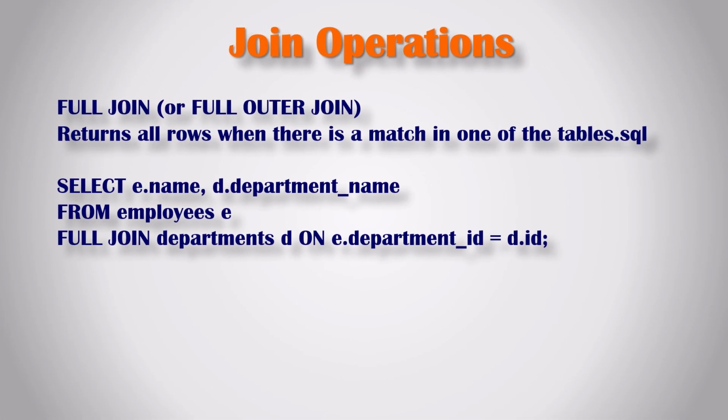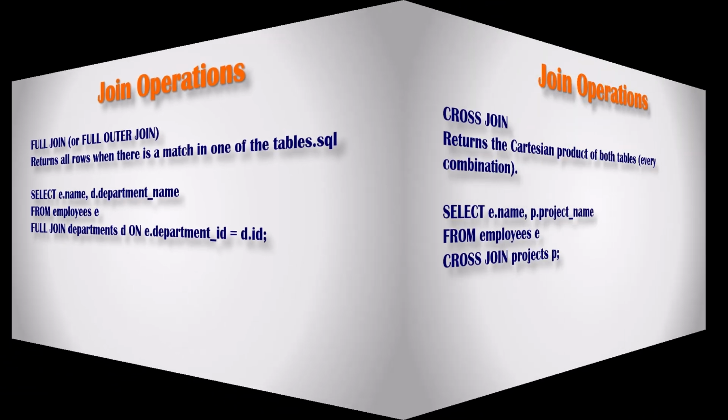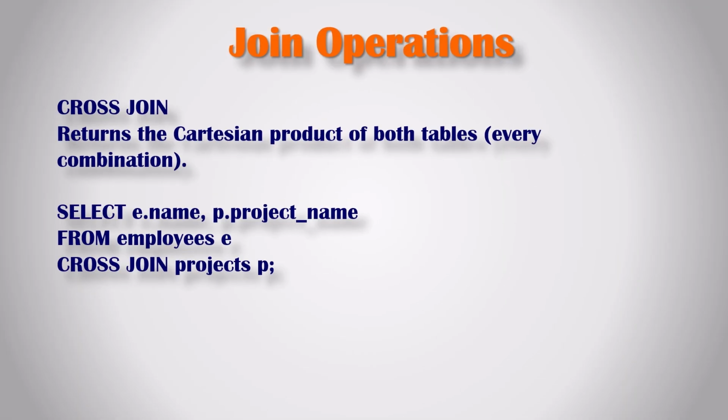Full join, or full outer join, returns all rows when there is a match in one of the tables. SELECT e.name, d.department_name FROM employees e FULL JOIN departments d ON e.department_id = d.id. Cross join returns the Cartesian product of both tables, every combination. SELECT e.name, p.project_name FROM employees e CROSS JOIN projects p.